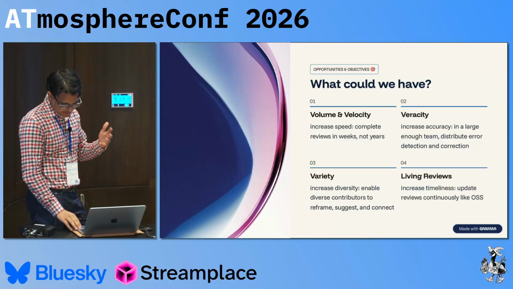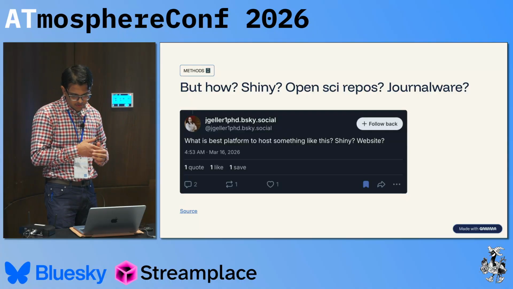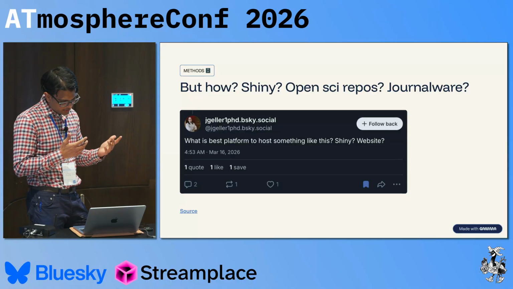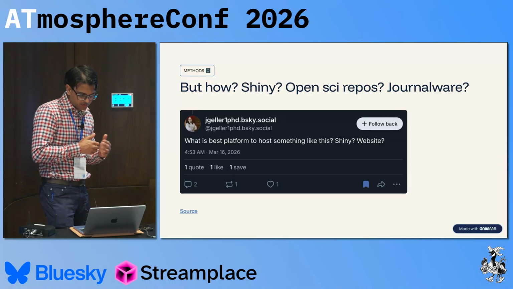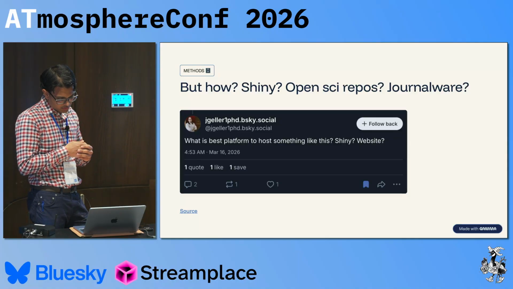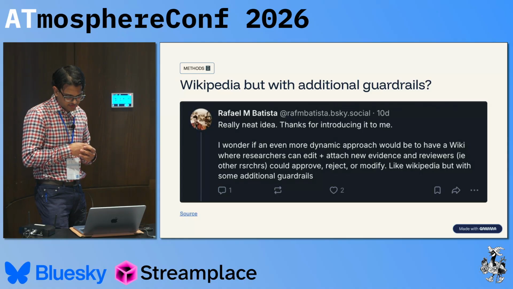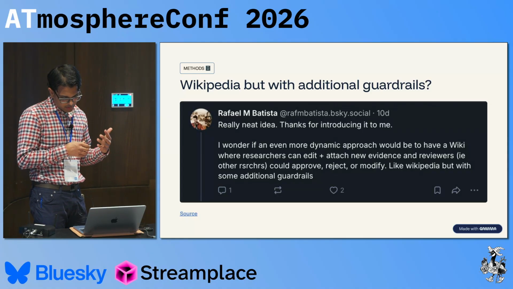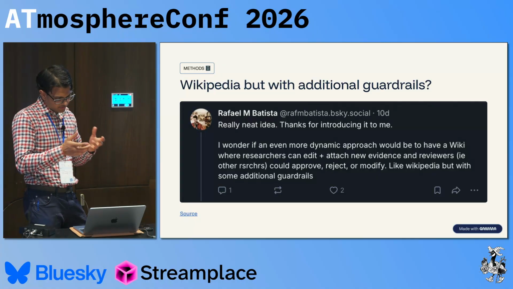And we kind of do this thing already with open source software development, right? So how do we do this? Do we use some kind of Shiny app with R, open science repos? Do we use like journal-specific tools or journalware? This question has been asked on Bluesky, actually, quite recently, by this user who asked, what is the best platform to host something like this, meaning a living systematic review? Is it Shiny? Is it a website? One other user had this interesting idea of a wiki, which is a more dynamic approach, where multiple researchers can edit and attach new evidence and reviewers, and then various other people can make approvals, rejections, and modifications.